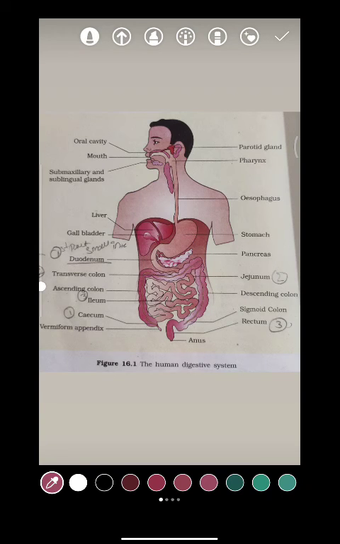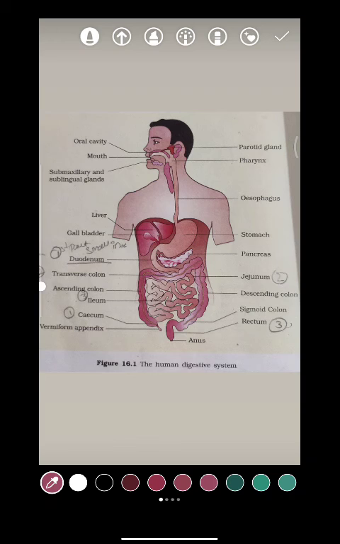Today I am going to explain the human digestive system. Let us start. This is the picture which is shown, and this is the human digestive system. Here you can see all the parts and the names are mentioned.